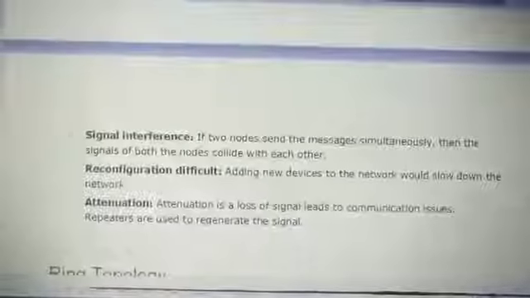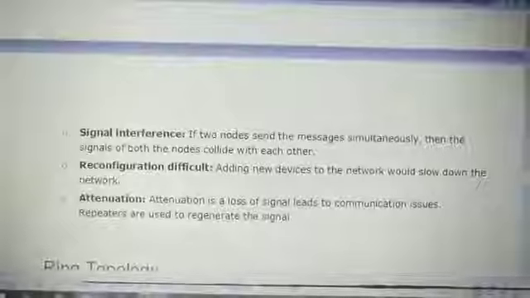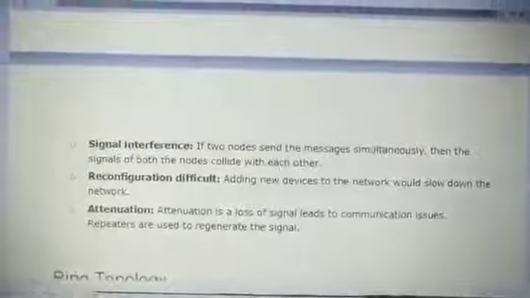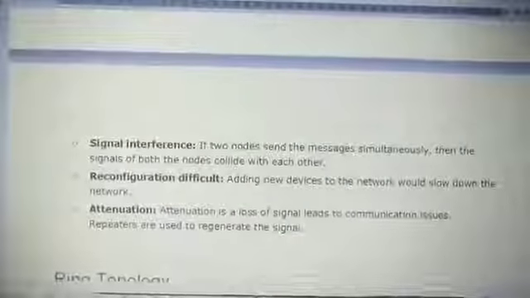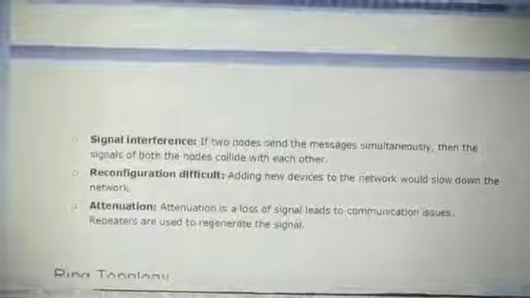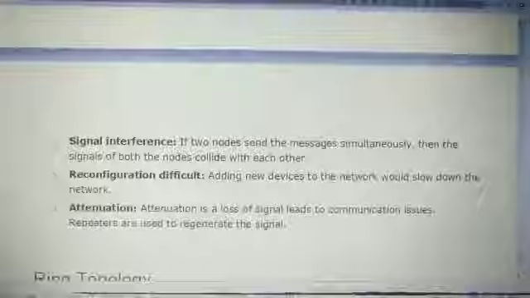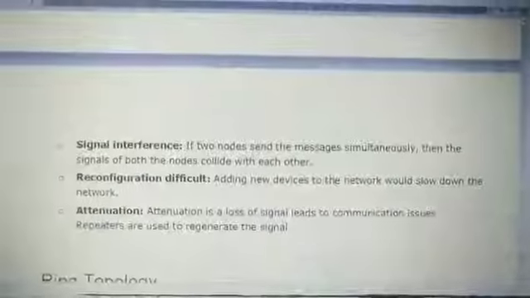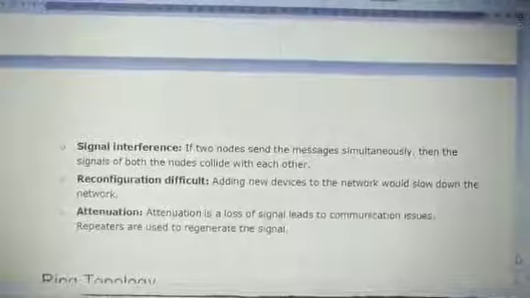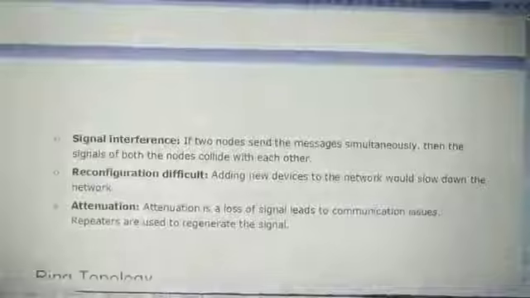Next one is reconfiguration difficulties, that is, adding a new node to the network slows down the network. Already it is set up with this one single path used for, suppose, 4 or 6 nodes, but if you add more, then it will be a headache for this network. Then attenuation, that is, a loss of signal, leads to communication issues. So repeaters are used to regenerate the signal. Thank you students. I am ending.